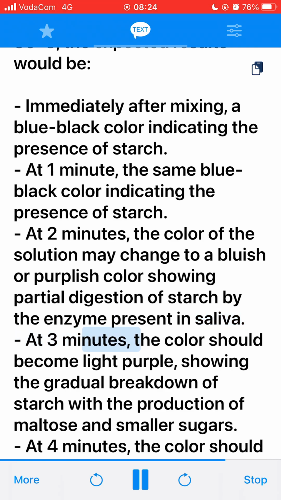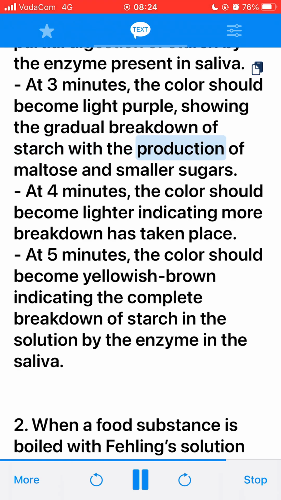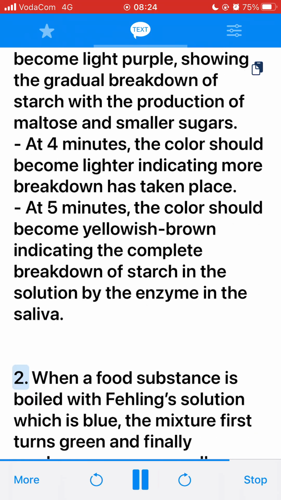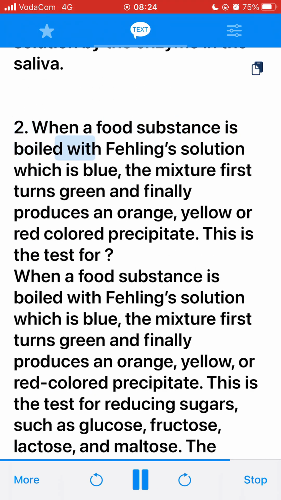At 3 minutes, the color should become light purple, showing the gradual breakdown of starch with the production of maltose and smaller sugars. At 4 minutes, the color should become lighter, indicating more breakdown has taken place. At 5 minutes, the color should become yellowish-brown, indicating the complete breakdown of starch in the solution by the enzyme in the saliva.